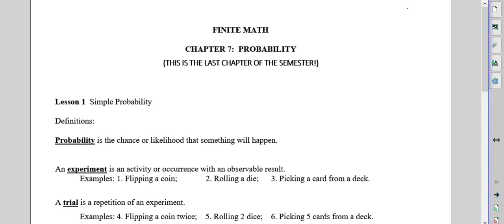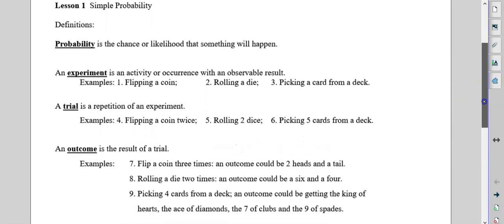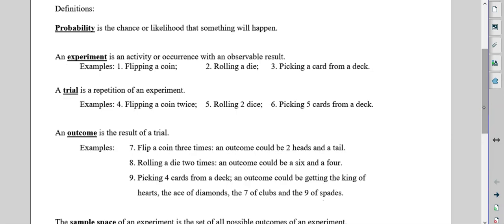All right, Unit 7, probability, which is really a continuation of what we did in the previous chapter. So, a lot of vocabulary on this first page. Simple probability, lesson 1. Probability is the chance or likelihood that something will happen.